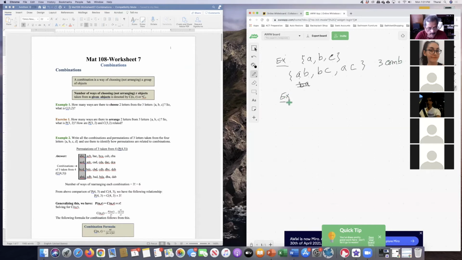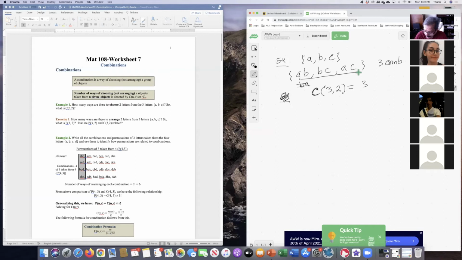Let's do another example. Before the next example, let me mention to you that the notation for combination is capital C, just like the notation for permutation is capital P. So this problem we just did is same as number of ways of choosing 2 objects from 3. So from 3 objects, number of ways of choosing 2 will be written as C32, and that is equal to 3. That's what we found here. There are 3 ways to do that.